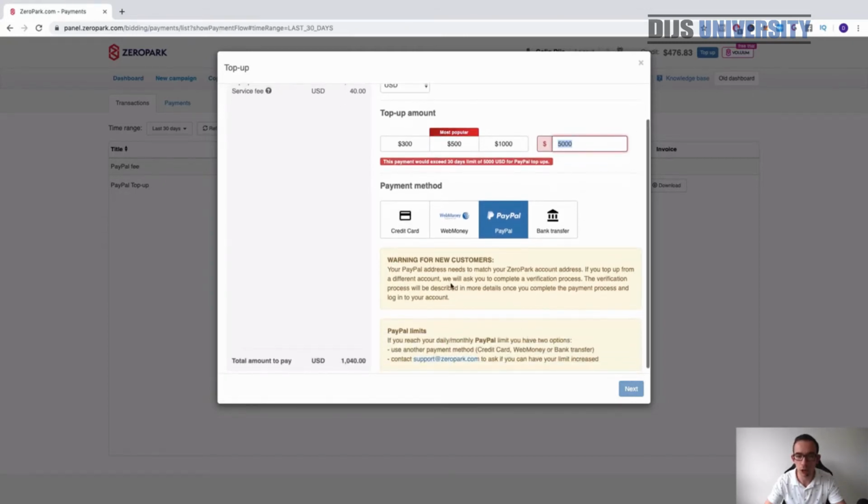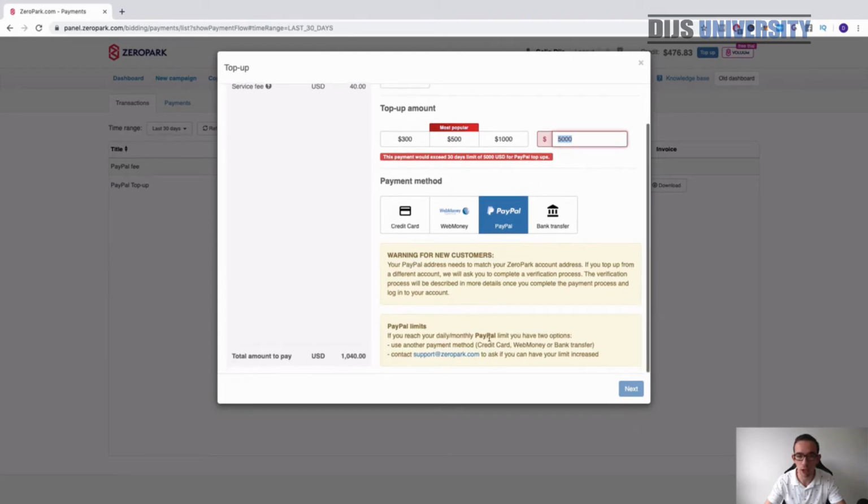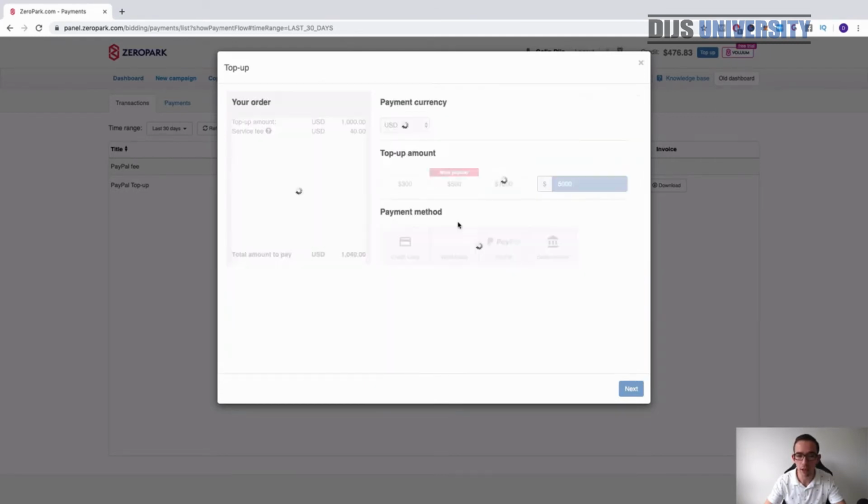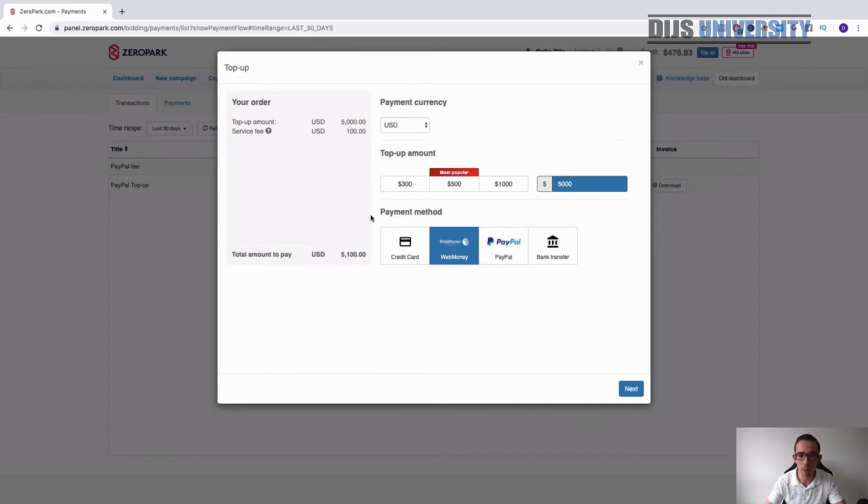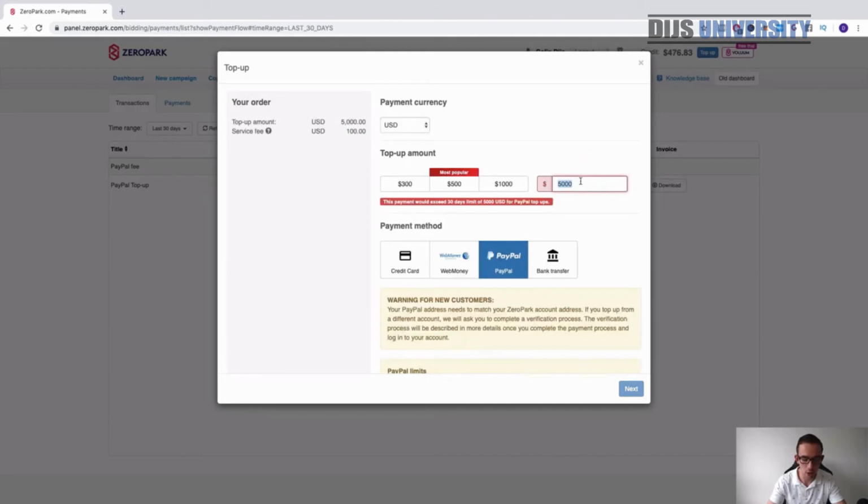Warning for new customers. Your PayPal address needs to match your Zeropark account address. If you top up for a different account, it will ask you to complete a verification. The verification process will be described in more detail once you complete the payment process and log into your account. Again, with the credit card, also PayPal limits. So they really guarantee security here. So if you do web money, they charge a higher fee, of course. And for PayPal, we already deposit some money.